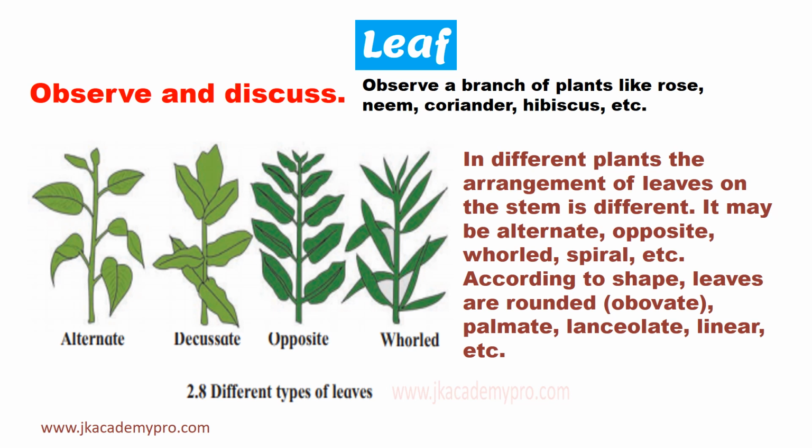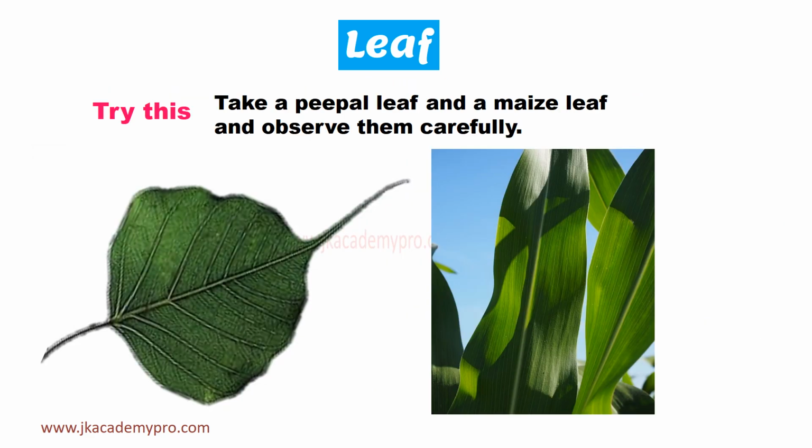So, according to the shape, the leaves are given names. So, leaves are rounded, that is obovate, and palmate, lanceolate, or linear. So, these are the different types of names given according to how the leaves grow on the stem. Let's learn about the veins that we find on the leaf blade.